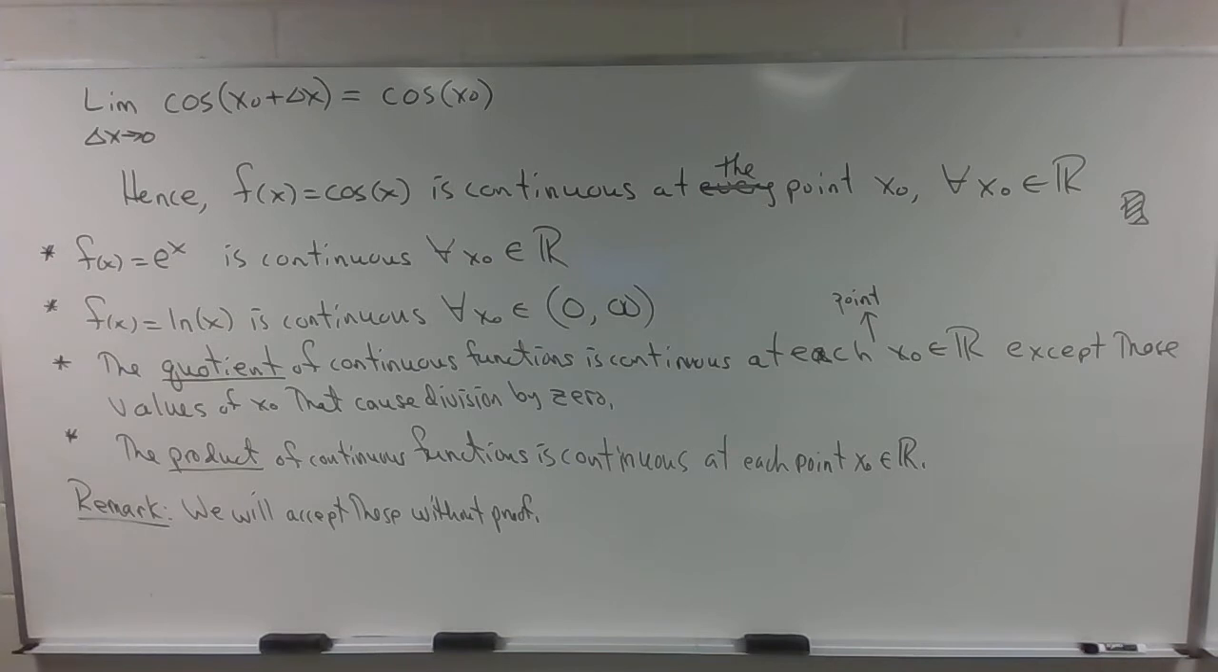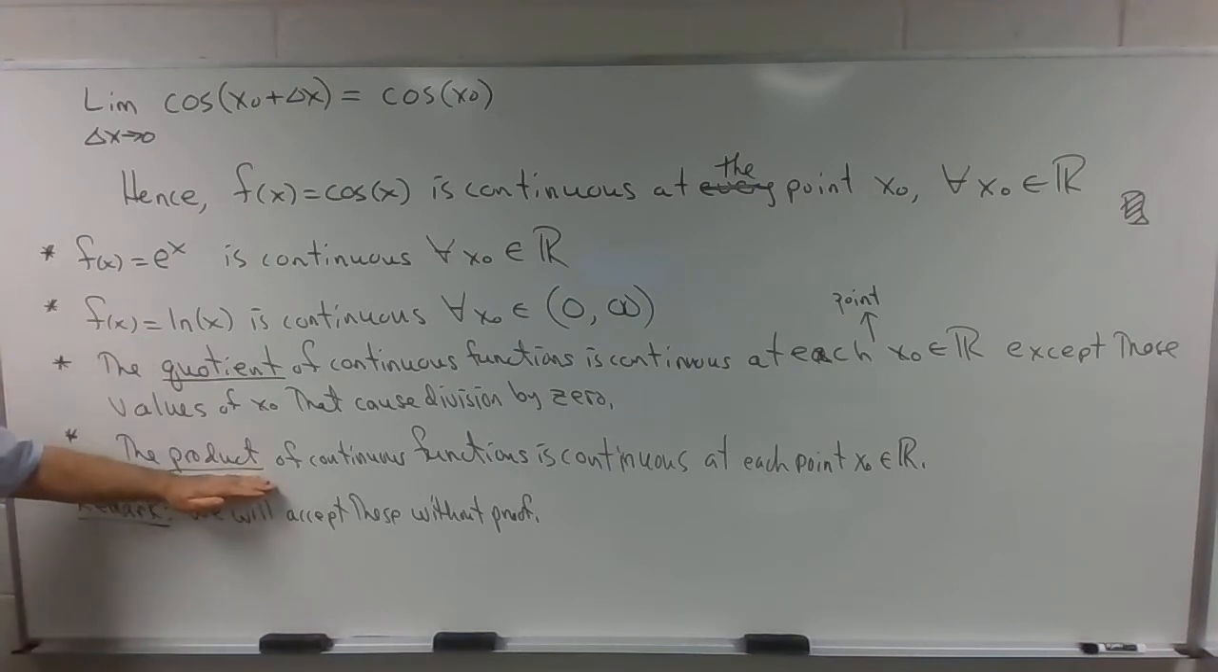So e to the x is continuous, natural log of x is continuous on the set of positive real numbers. The product of continuous functions is continuous for all real numbers. The quotient of continuous functions is continuous at each value x that doesn't cause division by 0.